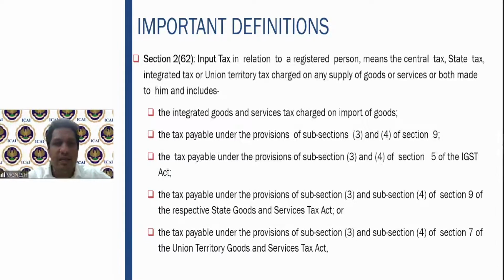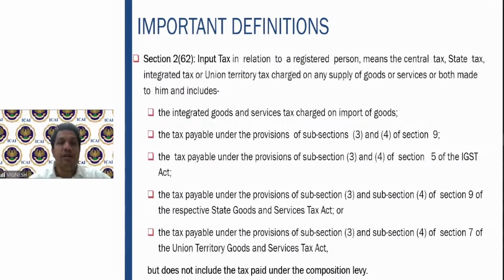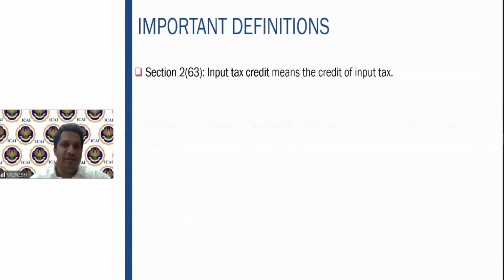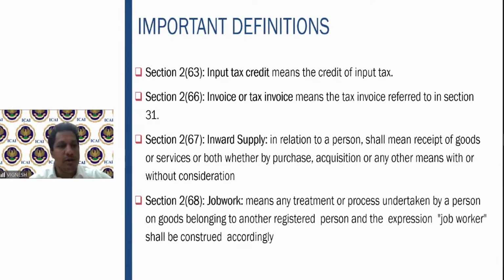Tax payable under 9(3) and 9(4). What is 9(3) and 9(4)? We saw it in the charge of GST chapter. And 5(3) and 5(4), similarly the IGST provisions, nothing but the reverse charge mechanism, that is also covered. It does not include the tax paid under the composition levy. So whatever tax you have paid under the composition scheme, in that particular situation, it will not include the respective tax. So that is not an input tax. Why is it not an input tax? Because you will not get the claim of the input tax credit. Very, very important and easy to understand.